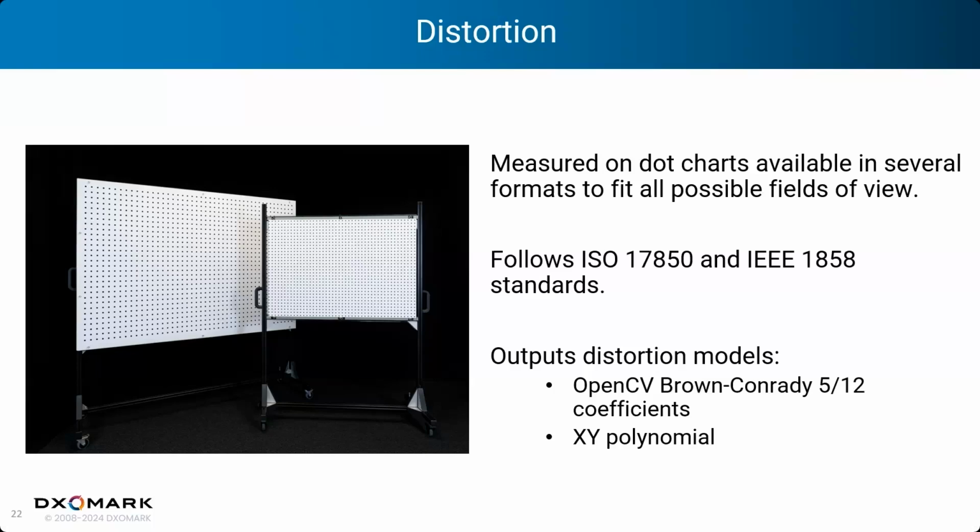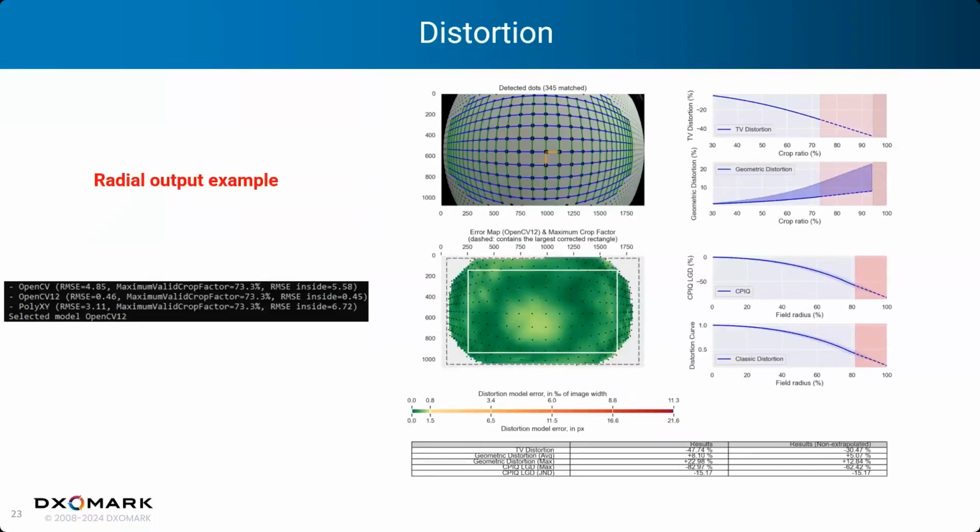If we go to the next slides, I will explain why. For instance, here we have, I would say, a normal radial distortion, which has some slight decentering, and we can see that the OpenCV 12 coefficient model had the best fitting. We can also see all the different outputs that we generate, like the TV distortion, which is very helpful for people in normal photography.